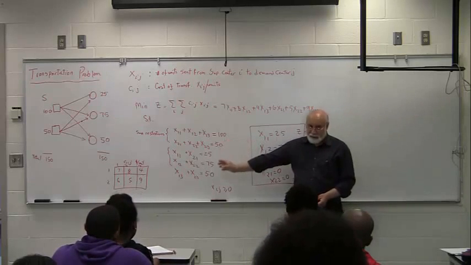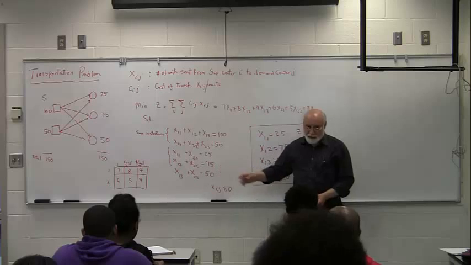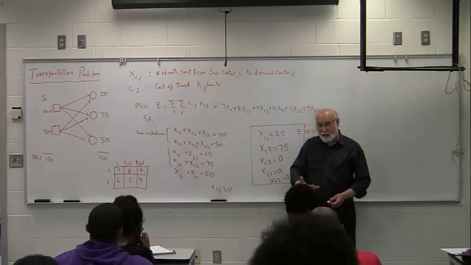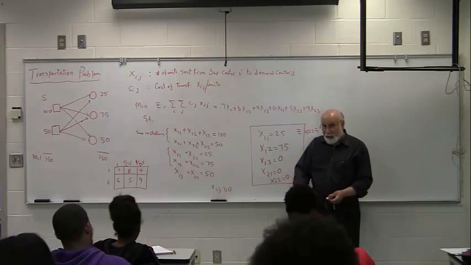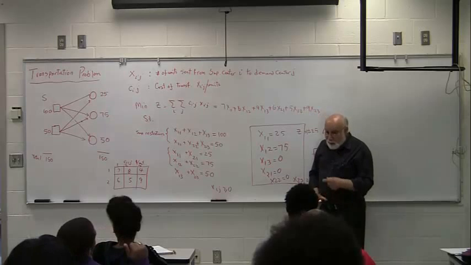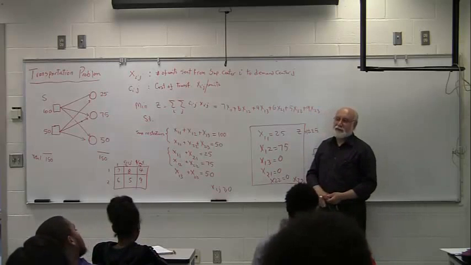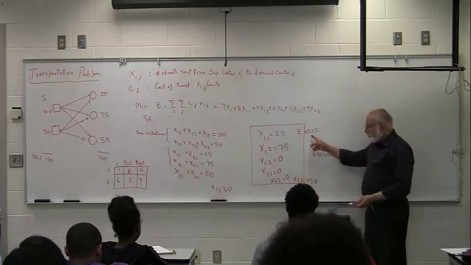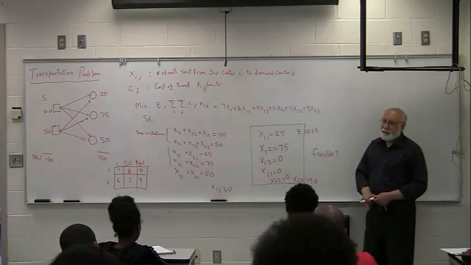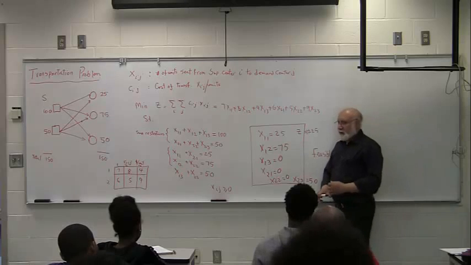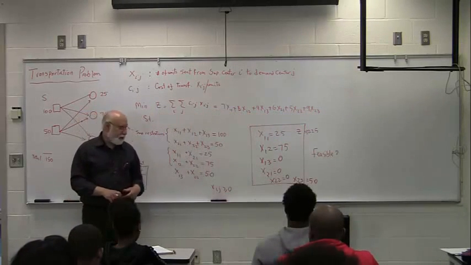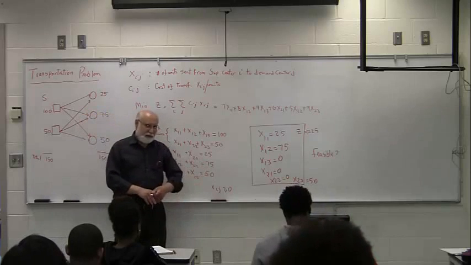Remember, if you did this with big M or two-phase, you need five artificial variables, and at least four or five tableaus to get to a feasible solution. And it is that easy to get a feasible solution. And he said, okay, well, one of my problems is gone, finding a feasible solution. How good is this feasible solution?